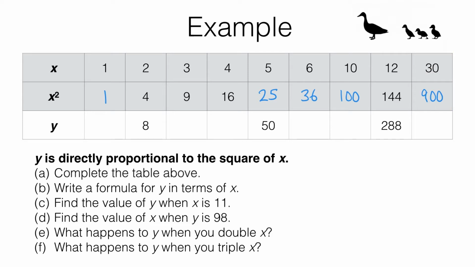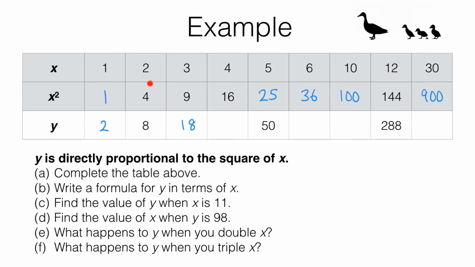Now let's consider what goes in all of these boxes. Well, to go from 4 to 1, we're multiplying by a scale factor of a quarter, or in other words, we're dividing by 4. So because y is proportional to x squared, we must divide the 8 by 4 as well, and that gives us 2. To go from 1 to 9, we're multiplying by a scale factor of 9, so we need to multiply this 2 by a scale factor of 9, and that gives us 18.